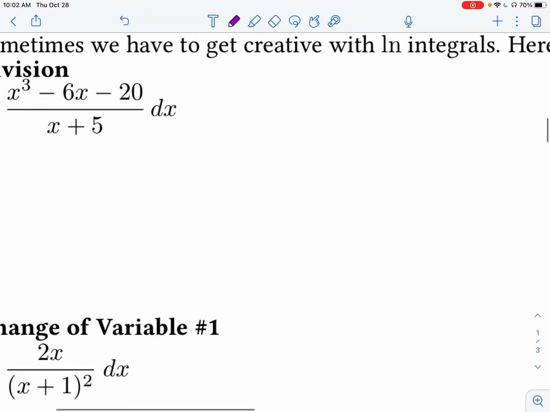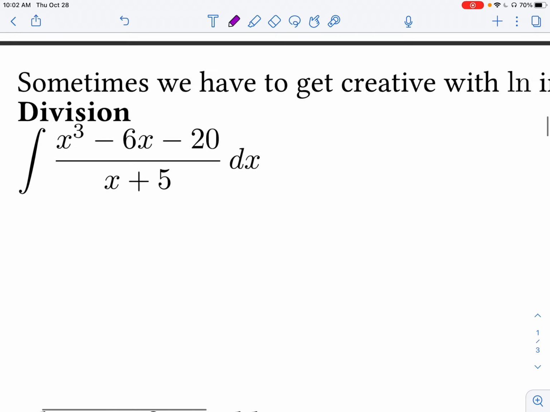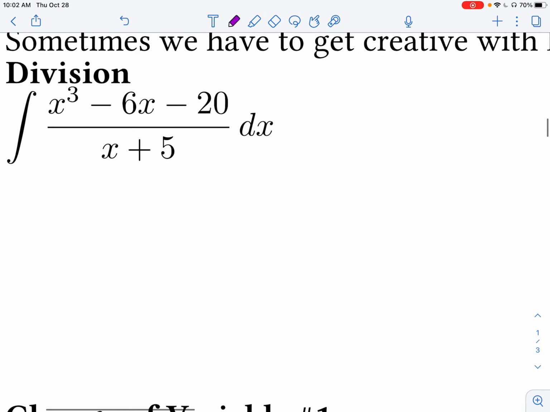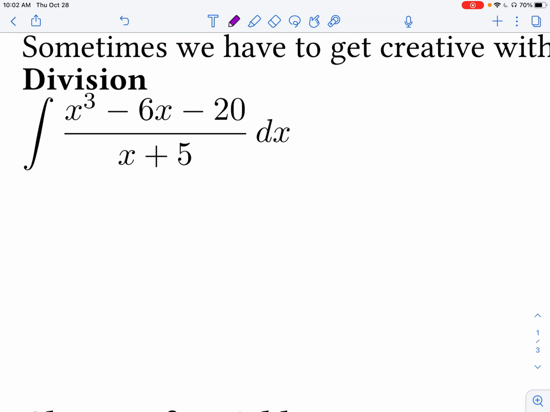Let's start with the first one here. Let's start with division. So take a look at this integral here. We've got x cubed minus 6x minus 20 over x plus 5. Oftentimes, when we see that the degree of the numerator is greater than the degree of the denominator, what's helpful is to go ahead and divide the numerator by the denominator, similar to what I did in my previous problem. So since my denominator is linear, I can do this synthetically pretty easily. We've got 1, 0, negative 6, negative 20.